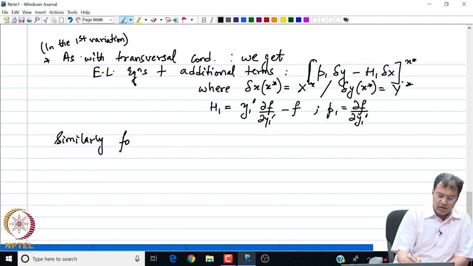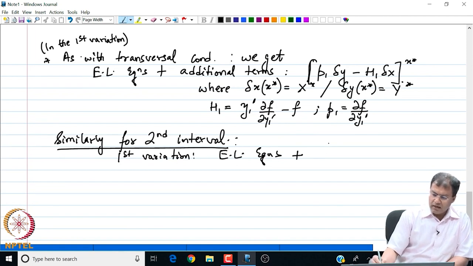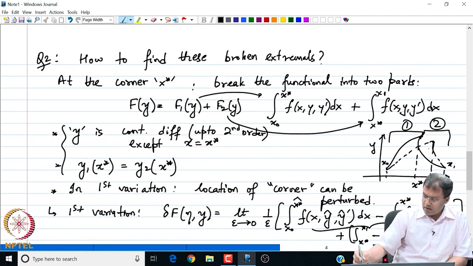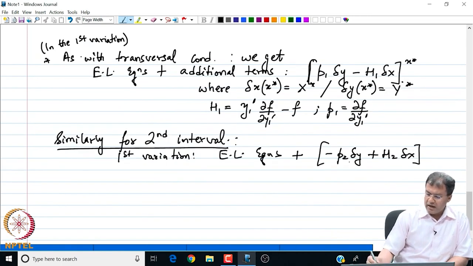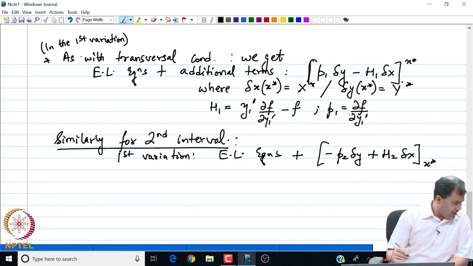Similarly for the second component, for the second interval, the first variation will again give Euler Lagrange equations plus the terms of the form minus p 2 delta y plus h 2 delta x, right. When I say the second interval, I am talking about this interval over which the perturbation is happening, that is towards the right of x star, right. Now, notice that I have put in a minus sign in this term as compared to the previous term, because now x star appears on the left. So, the value evaluated at x star serves as the lower bound, and hence the change in sign, right.